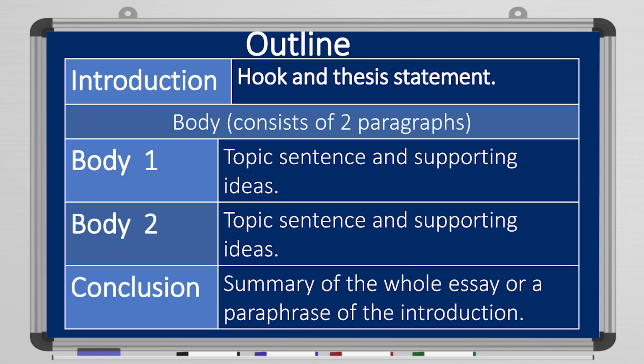And when you write your essay, it should be broken down into a minimum of 4 sections. Your introduction, where you add your hook and thesis statement. Body 1, where you present your topic sentence and supporting ideas. Body 2, where you also present a topic sentence and supporting ideas. And finally, your conclusion, where you do what? You either summarize the whole thing or you paraphrase the introduction.